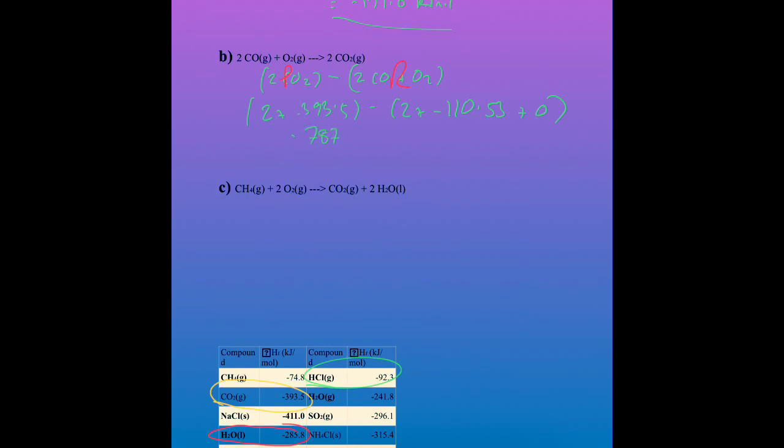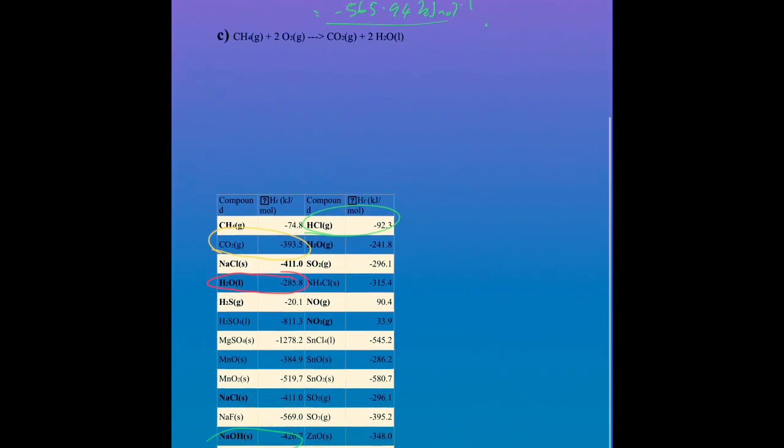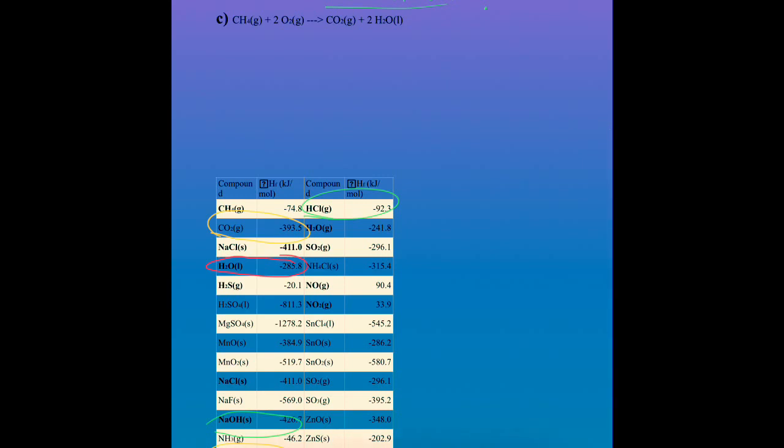That's minus 787 minus a minus, so it's going to be a plus 221.06, which I make minus 565.94 kilojoules per mole. Then finally we have a combustion, which is methane with oxygen, and we're making CO2 and water.